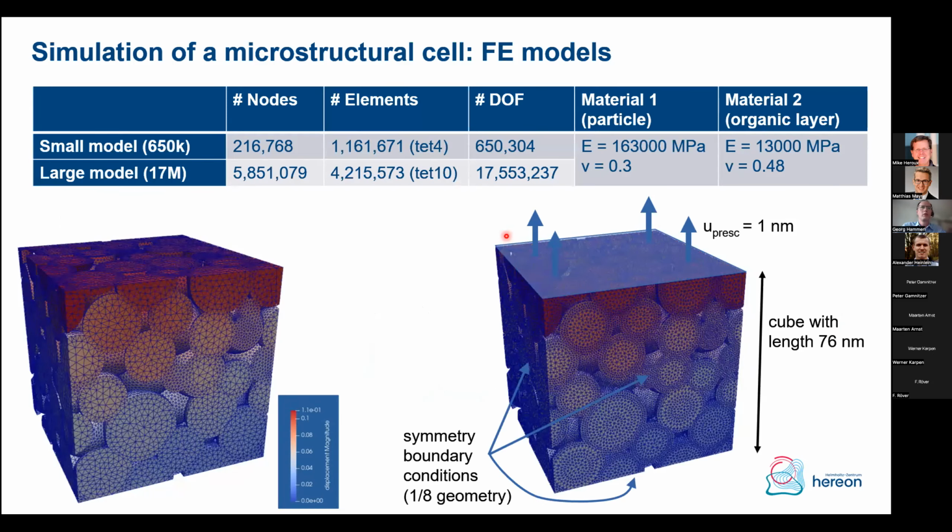For my comparison, I've used 2 different setups. One, shown on the left side, is called the small model. It has something around 650,000 degrees of freedom, so 1.1 million tetrahedral elements, TET4 elements. On the other hand, we have a finer discretization, so we end up with something around 17.5 million degrees of freedom, and more than 4 million 10-noded tetrahedral elements.